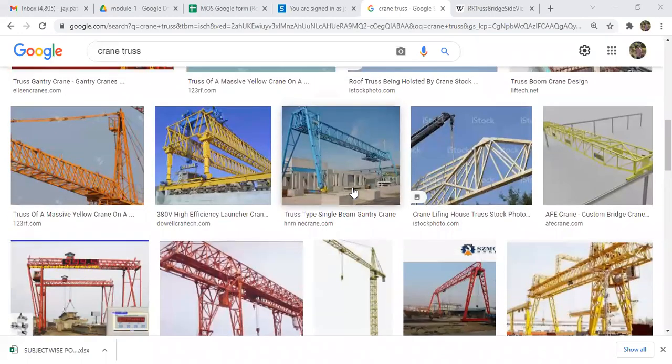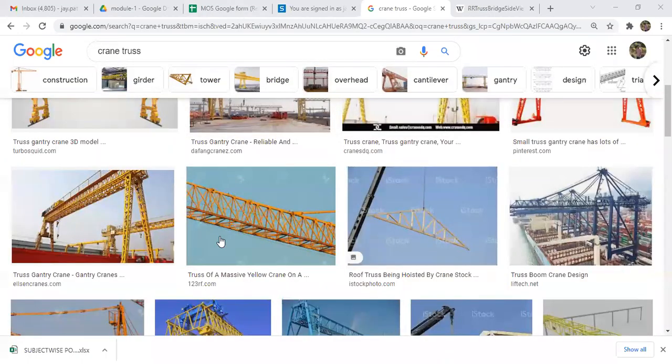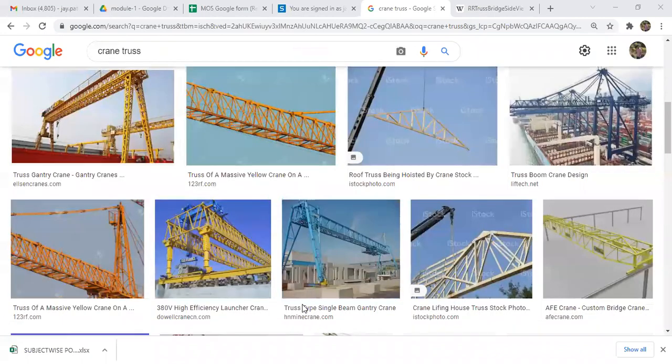Now I think all of you have visited the Kalupur railway station. Please visit Kalupur railway station.